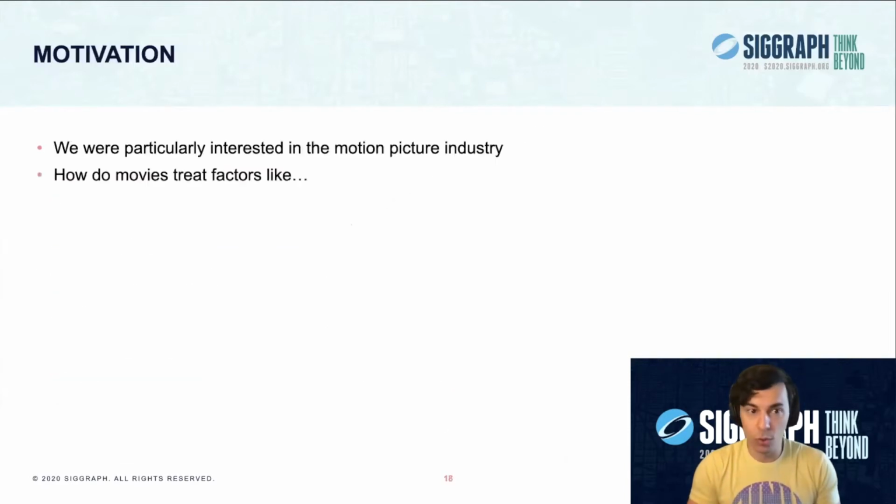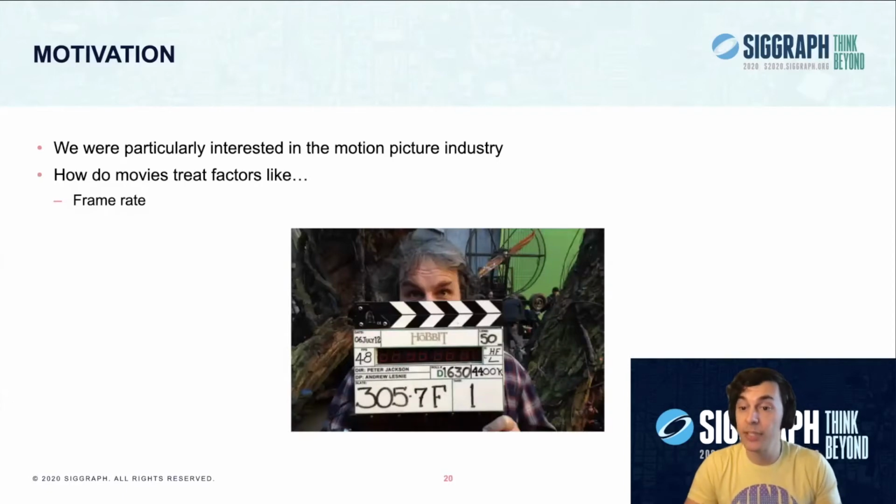For this specific work, we were particularly interested in the motion picture industry, so movies. And we asked ourselves questions like, how do movies treat factors like frame rate? Of course, we know that the standard frame rate for most movies released in the cinema and so forth is 24 frames per second. But some creators have experimented with other frame rates. For example, Peter Jackson and The Hobbit released in 48 frames.